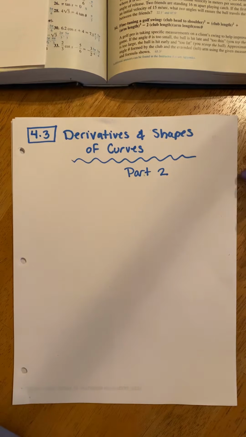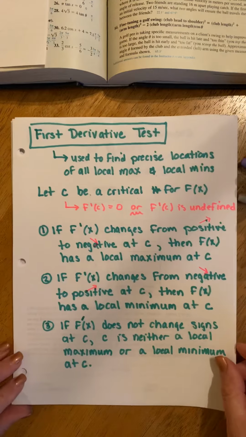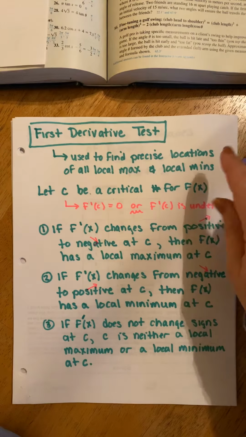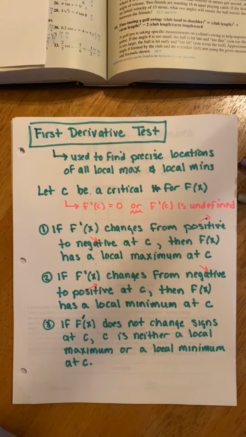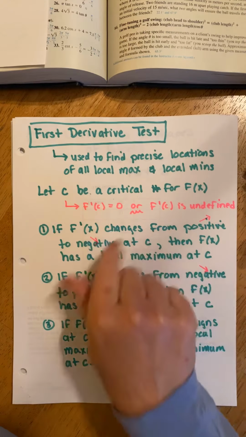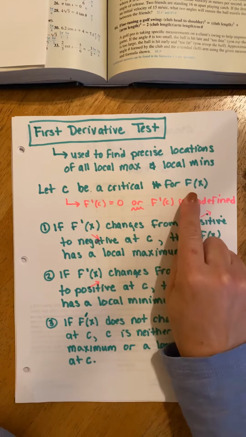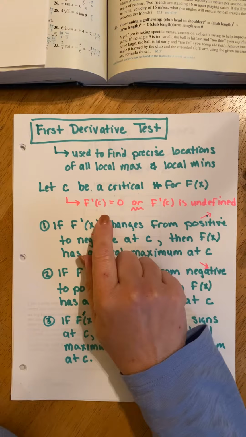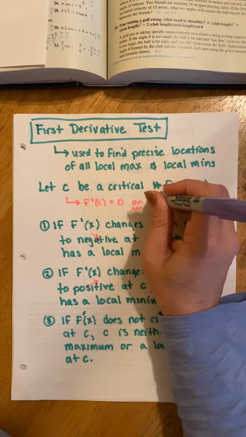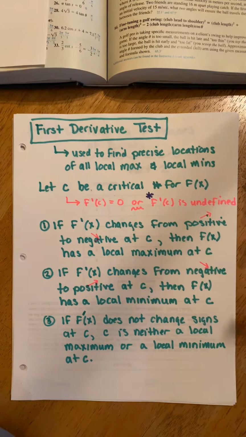Just as a reminder, in the last lecture, 4.3 part 1, we talked about the first derivative test. So we're talking about how derivatives affect the shape of curves. We used our first derivative to find the precise location of local maxes and mins. In order to find our local maxes and mins, we found all the critical values for the function f of x. That is, we look to see where the derivative is 0 or where the derivative is undefined. Don't forget these. Those are the ones people tend to forget.